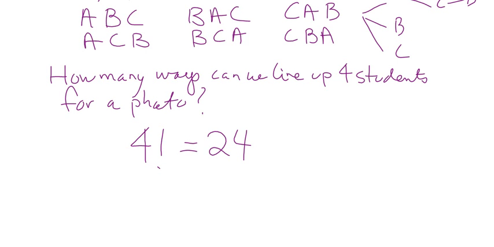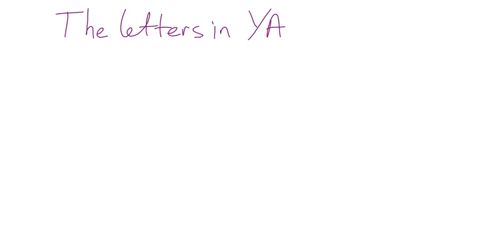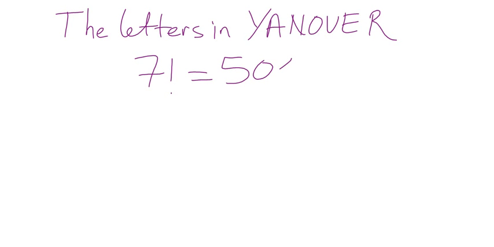We did batting orders. How many ways can we arrange the letters in Hanover? 7 factorial? Now we're going to check that out. Is it right? Oh, good. Okay, doing that from memory. Well, we hit 50-40 yesterday as well.